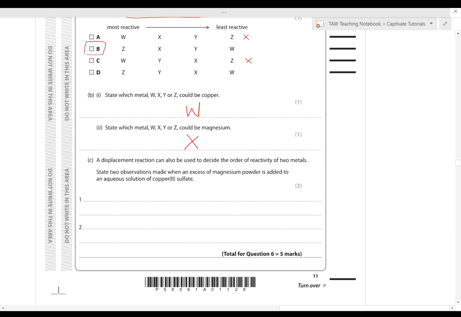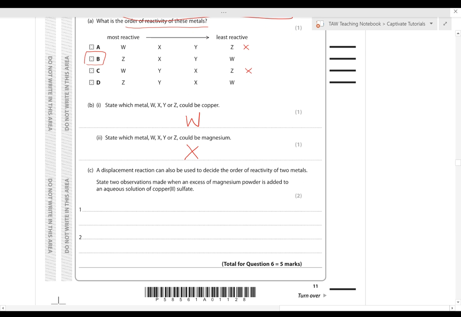C, displacement reaction can be used to decide the order of reactivity of two metals. We want two observations when we react magnesium powder with copper sulfate solution. So this requires some knowledge about displacement reaction. So what is actually quite helpful here is to write out even a word equation.